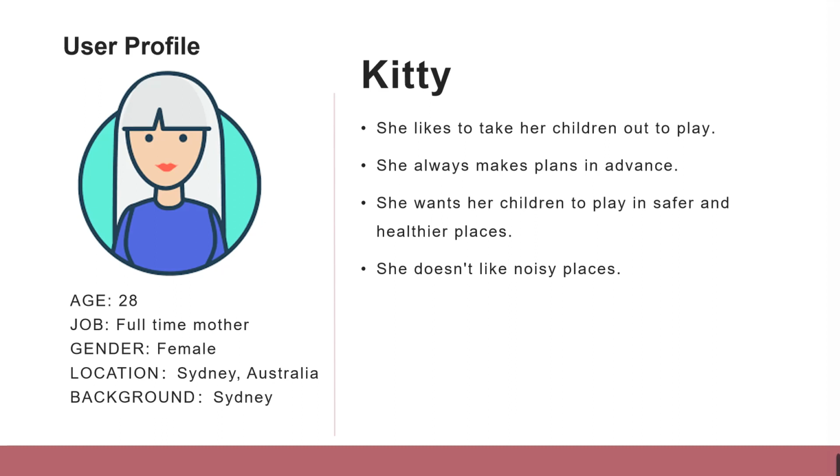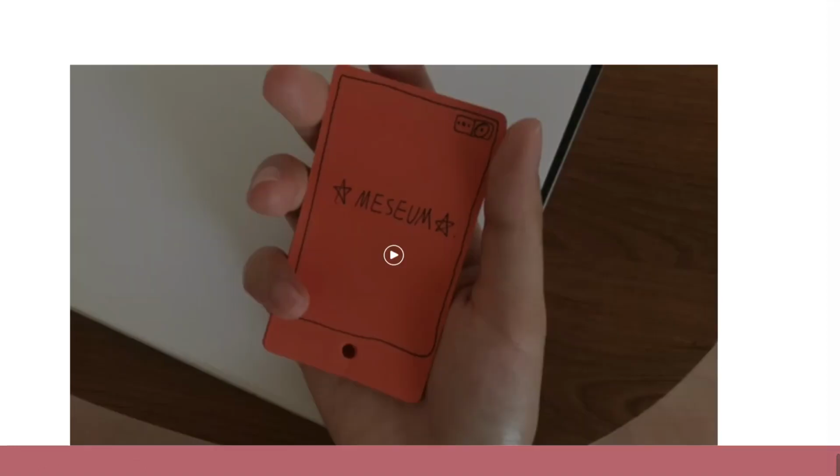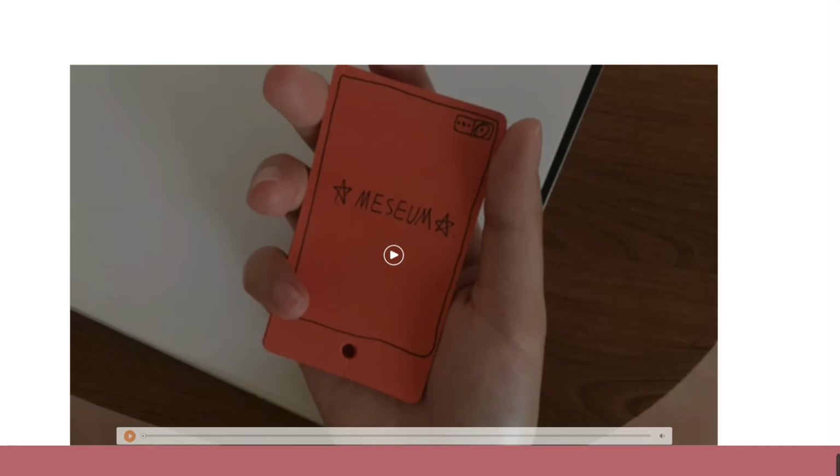And for the user profile, Katie is a 28-year-old full-time mother, and she lives in Sydney, and she likes to take her children out to play, and she always makes plans in advance. She wants her children to play in a safe and healthy place in this time, and she doesn't like noisy places. And this is my prototype for the user.